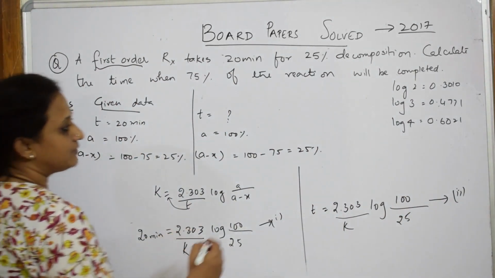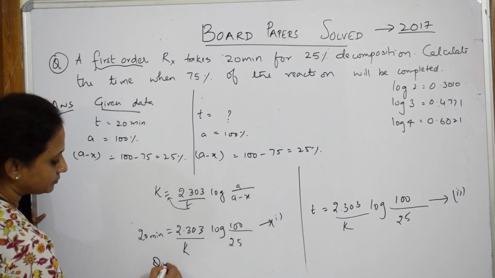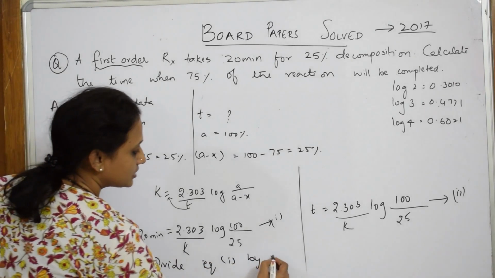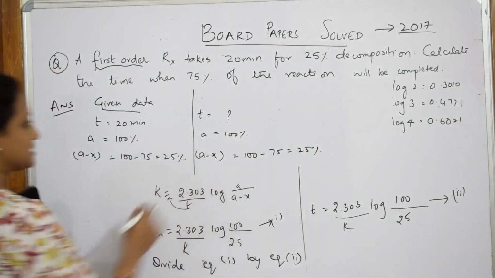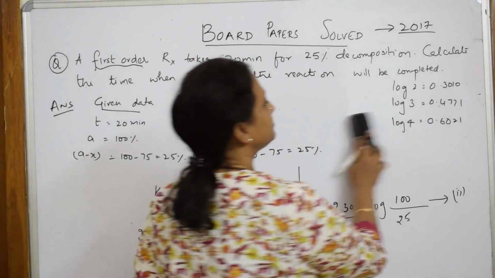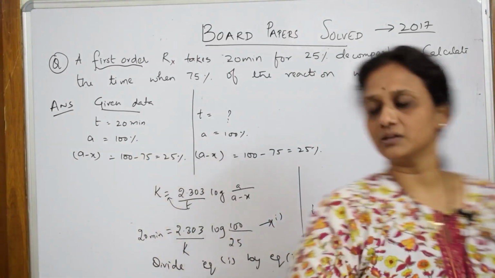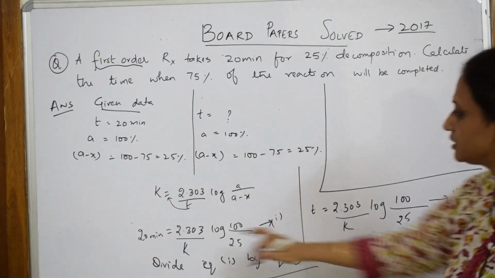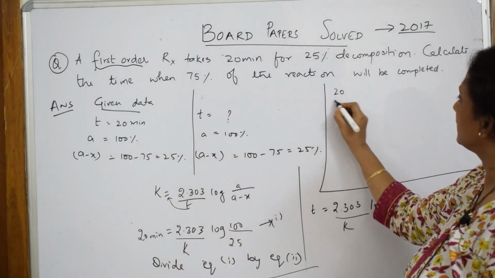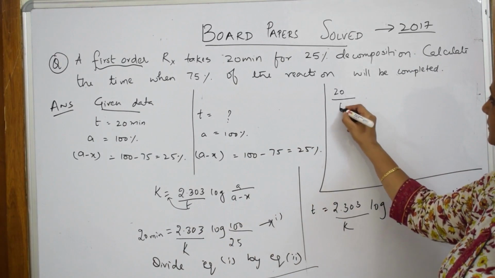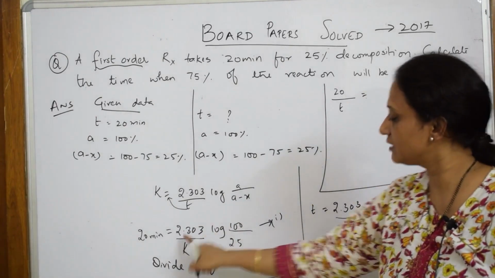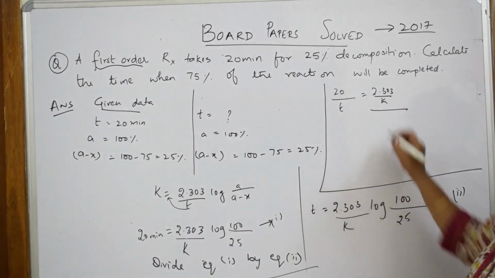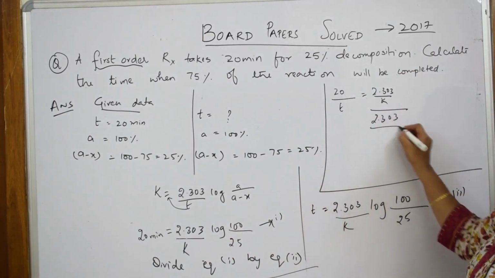Now we are going to divide. Let us divide equation 1 by equation 2. I'll just write it above here so that it's visible for you all. Right, now I'm going to divide equation 1 by equation 2. So equation 1 is 20 divided by equation 2 is T is equal to, again this is 2.303 by K divided by, again you have your 2.303 by K, correct?